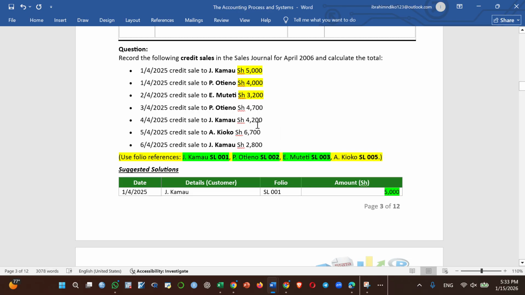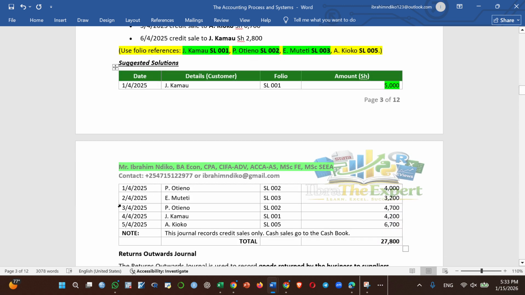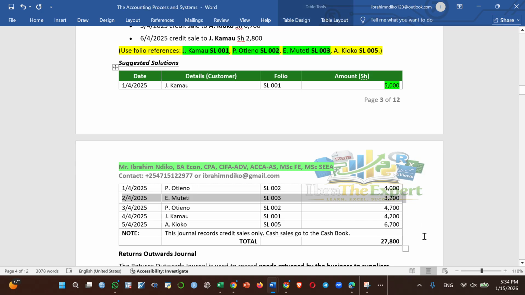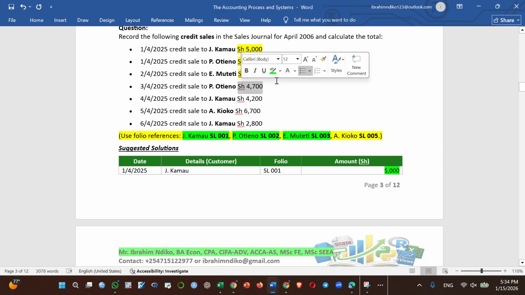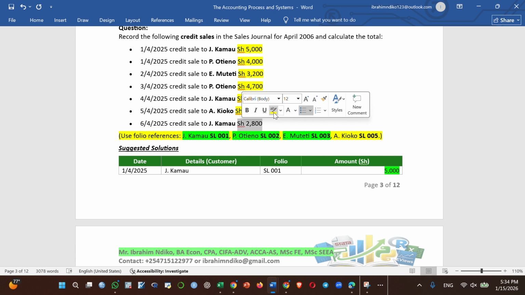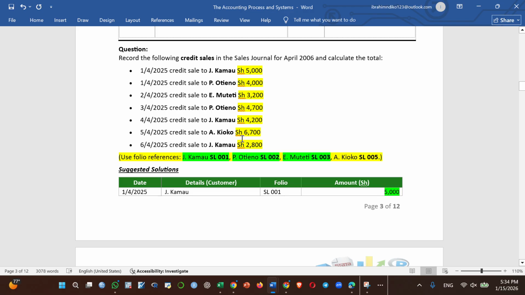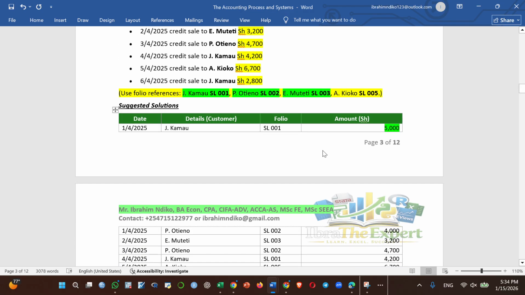SL003. On 2nd of April 2025, there was a credit sale to Muteti of 3,200. So let's confirm date 2. We have it here. Can you see it there? On date 2, the sale was made to Muteti. Then the folio number, we said, was SL003. The amount was 3,200, as you can see there. Then after date 2, we go to date 3, then date 4. The rest you just repeat the same way.